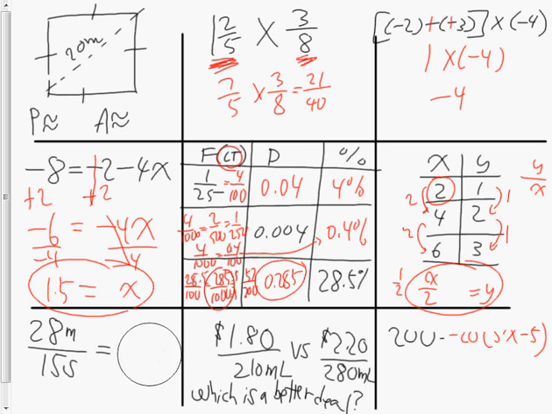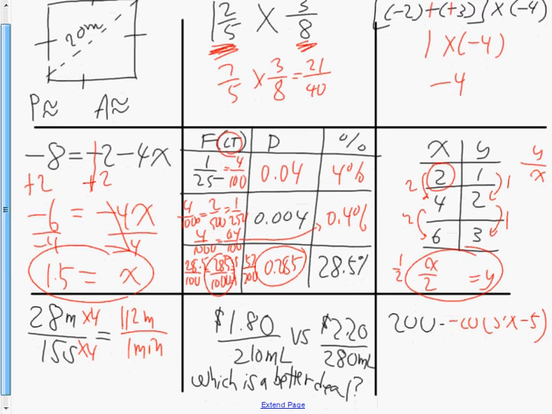Okay, the next question says 28 meters in 15 seconds. How many meters in 1 minute? Right? So 15 seconds, there are 60 seconds. So if I multiply both by 4, I get 80, I get 100, I get 112. 112 meters per minute is the answer for that.